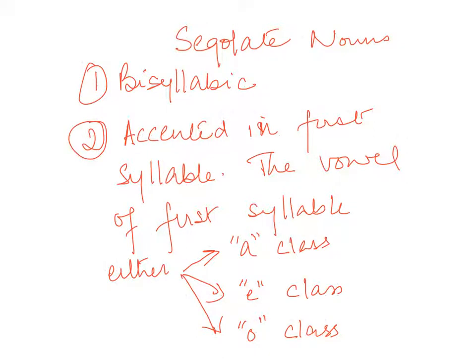Welcome to this video. In this video, we're going to look at segolate nouns. Segolate nouns. What are segolate nouns? Segolate nouns are bisyllabic. In other words, they are two-syllable nouns that have certain characteristics of their own.